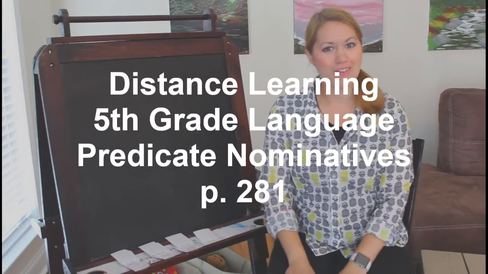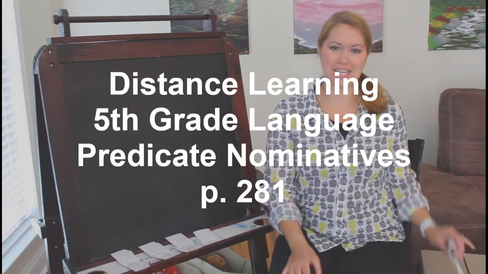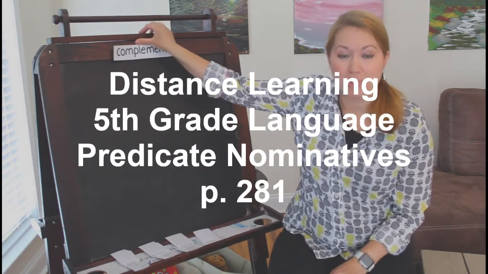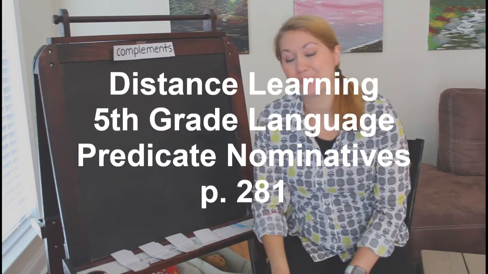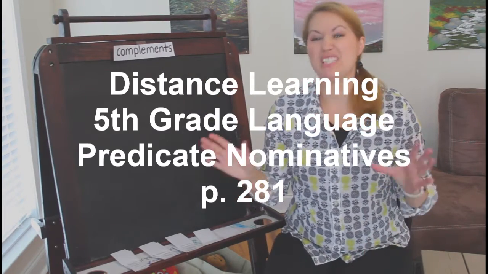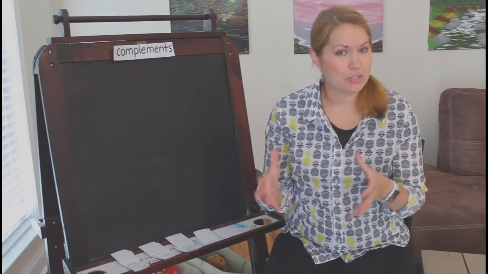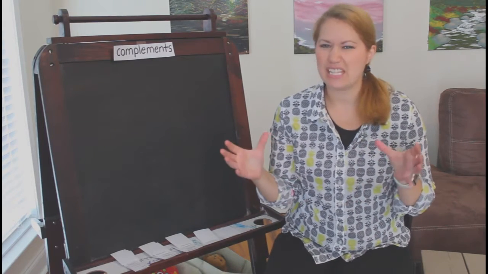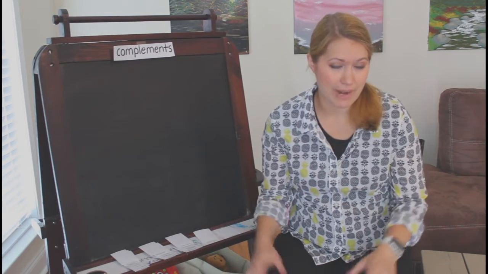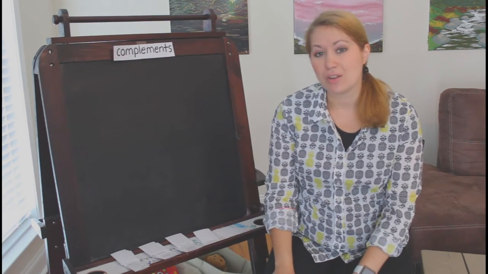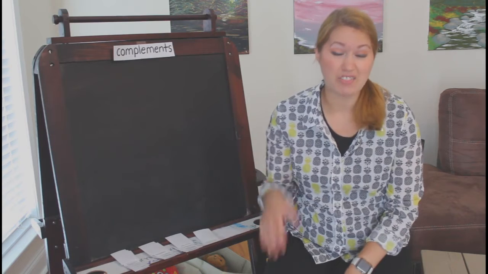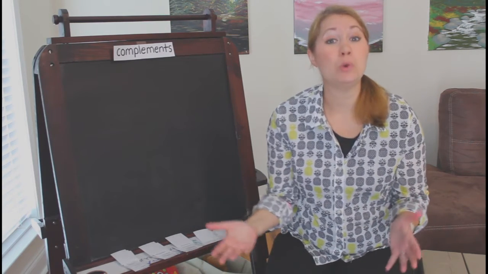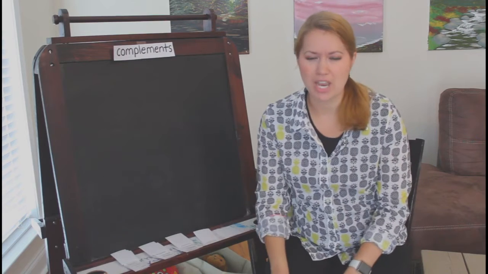We have been talking about compliments. What are the different kinds of compliments that we've talked about? Compliments are sentence completers. So we talked about things that make a sentence complete, things like direct objects and indirect objects. Things that answer the question, what, after the action verb, or things that answer the question, to whom, about the direct object.